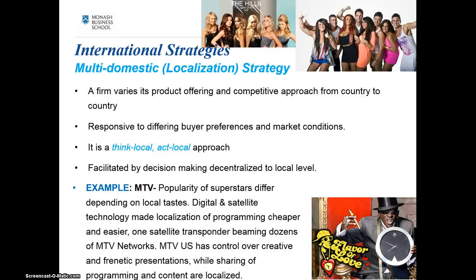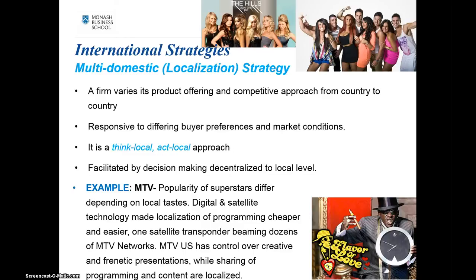Geordie Shore up in our top right corner is a big hit in the UK, not so much in the US, where they had Jersey Shore. I almost got that mixed up there. And so that again wasn't shown across all the countries in which MTV operates. Good old Flavor Flav down the bottom, despite his very impressive clock he's got hanging around his neck there, again was not shown in all of the countries in which MTV operates.